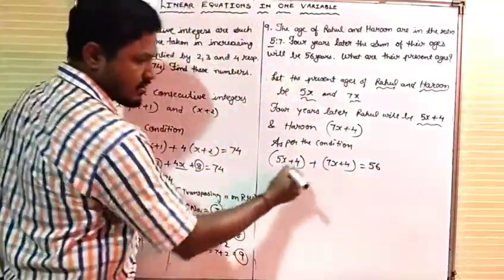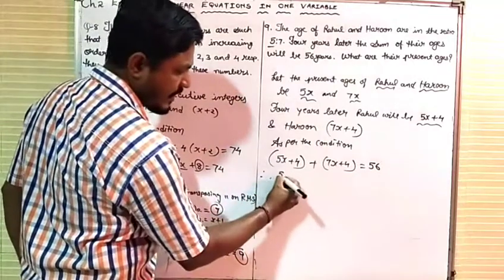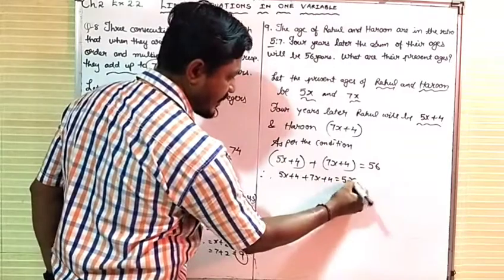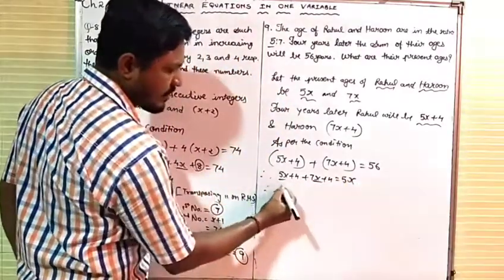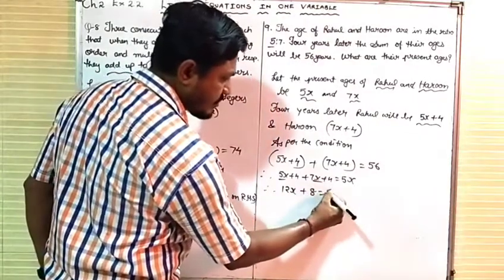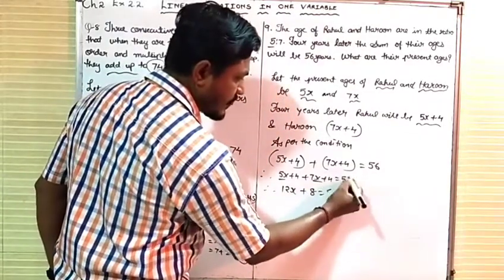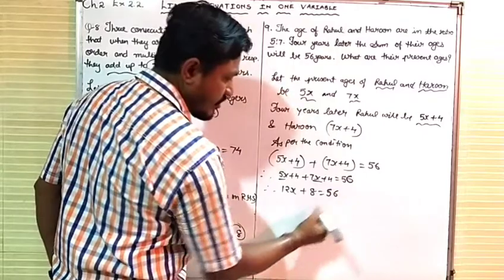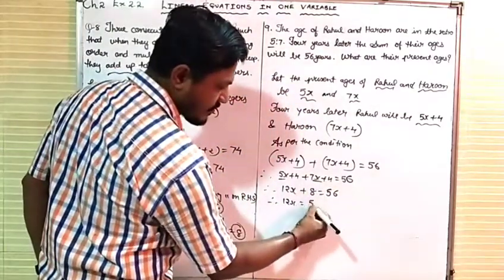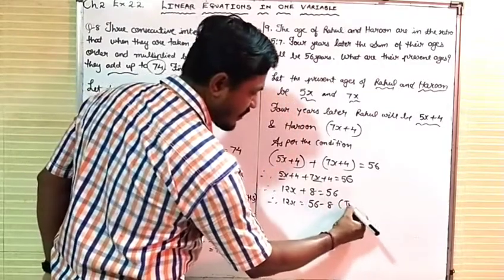Now resolve this bracket. 5x plus 4 plus 7x plus 4 equals 56. Common variable: 5x plus 7x is 12x. 4 plus 4 is 8. Here, 56. Now 12x as it is. Transpose this 8 to the other side: 56 minus 8. Write down over here.